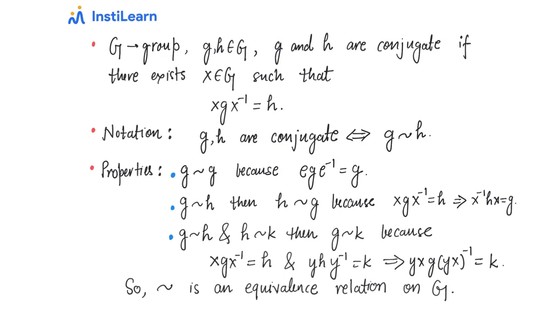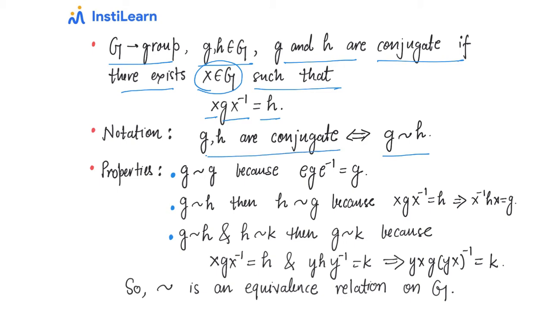So let's start. Let G be a group, and g and h two elements in G. We say that g and h are conjugate to each other if there exists another element x in G such that x g x inverse is equal to h. We'll use the notation g tilde h if g is conjugate to h.